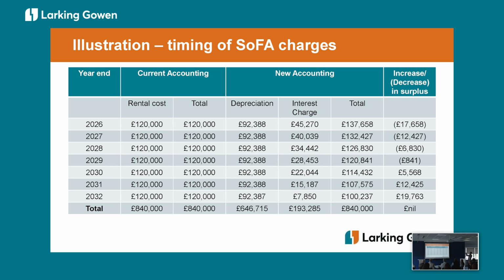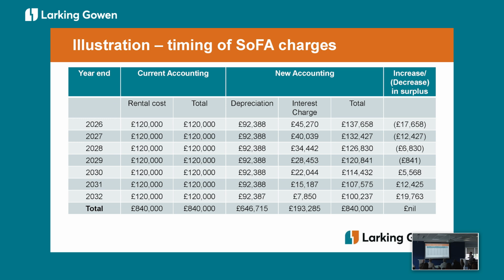On your balance sheet, to start with, you'll have a liability of £646,000. You'll reduce that each year by the £120,000 rent that you're paying, but then you'll increase it by the interest charge. That too will come back down to nil at the end of the lease. Your liability will be nil by the end of the lease. So under the new accounting, we'll have two different types of costs going into our SOFR, which, as you can see from the totals at the bottom, will be £840,000 at the end.